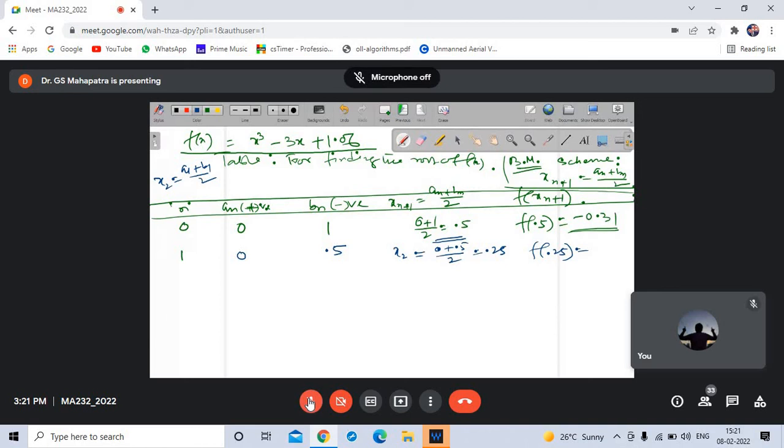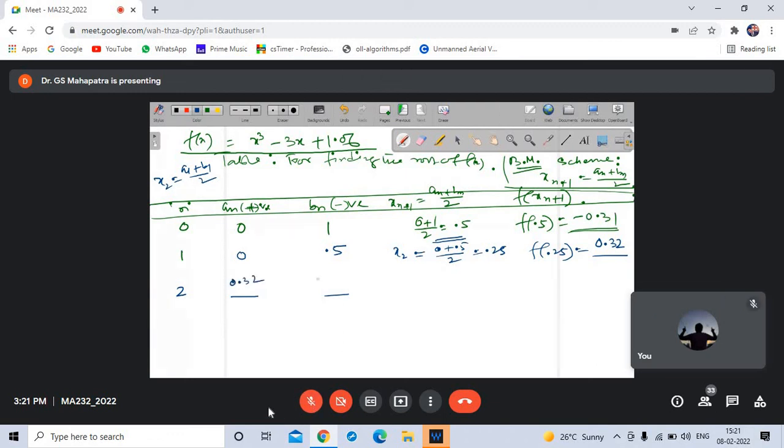0.32, correct. Okay, no problem. 0.32. It is negative or positive? Positive. So for n equals to 2, this one we should replace or this one we should replace? Positive one we should replace. So this one.